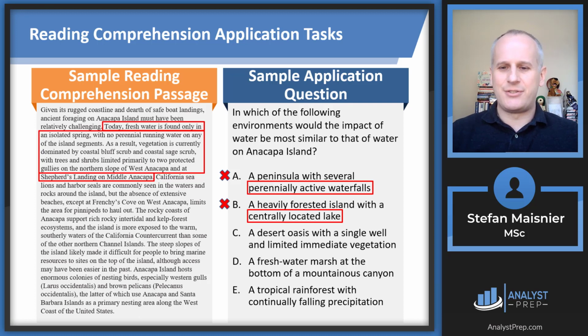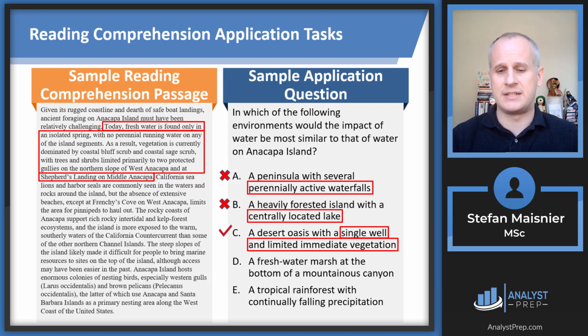Then choice C, a desert oasis with a single well and limited immediate vegetation. Well, if you're not careful, you might go, well, how is a desert oasis going to be similar to an island? Well, we're being asked about the impact of water in the environment. And here we've got one isolated source and no running water. And we've got vegetation that is not diverse. And we can see that, again, the vegetation in our highlight says it's dominated by coastal bluff scrub and coastal sage scrub, and there's not much else. So that matches pretty nicely, all things considered.